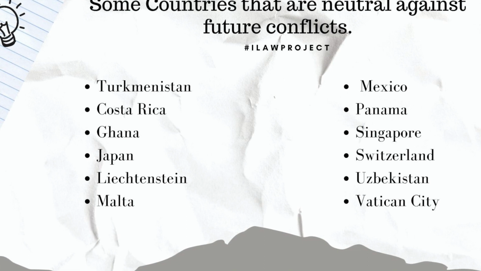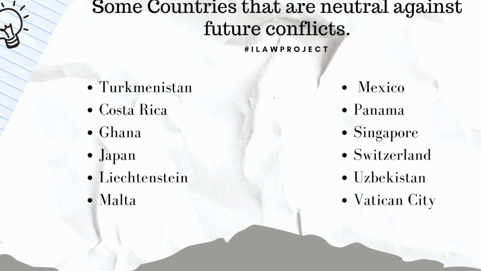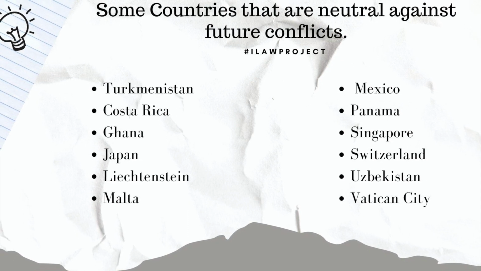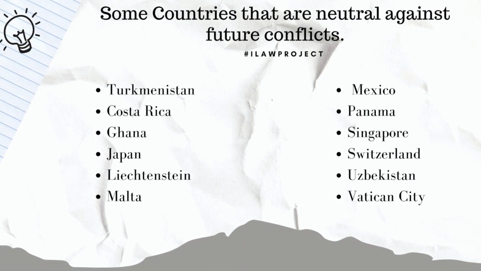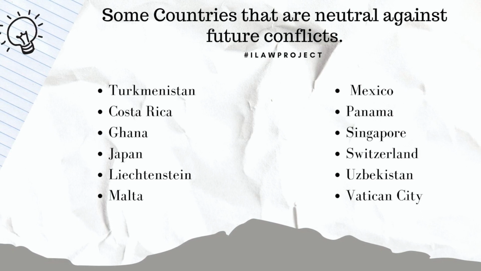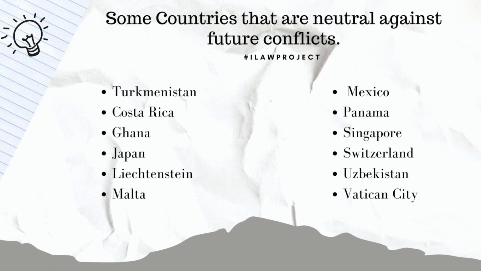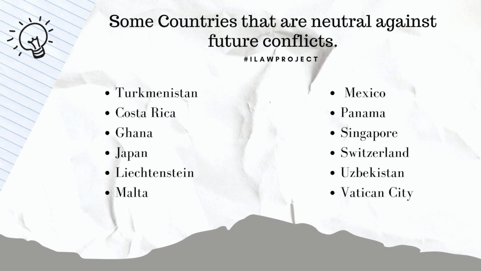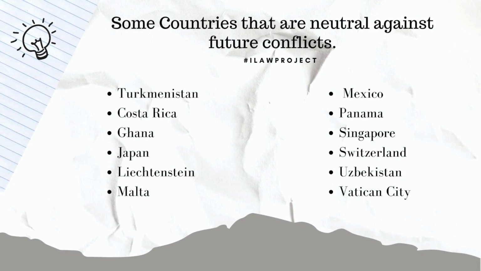Several nations of the world have declared a neutral status at one time or the other. Currently, some of the nations that are neutral against future conflicts are Turkmenistan. Its status as a permanently neutral state has been recognized by General Assembly Resolution 50/80. You'll find the hyperlink to that General Assembly resolution in the transcript below. Also, we have Costa Rica, Ghana, Japan, Liechtenstein, Malta, Mexico, Panama, Singapore, Switzerland, Uzbekistan, and the Vatican City.